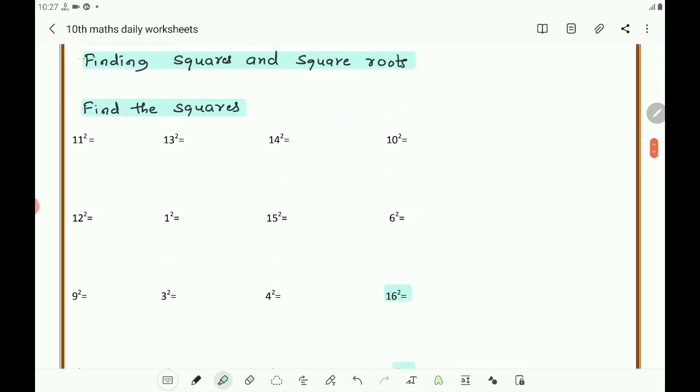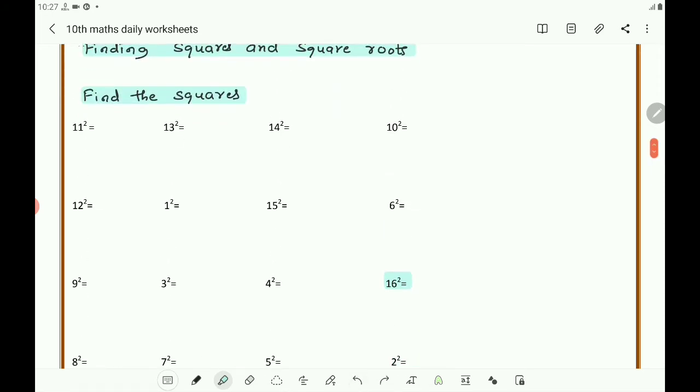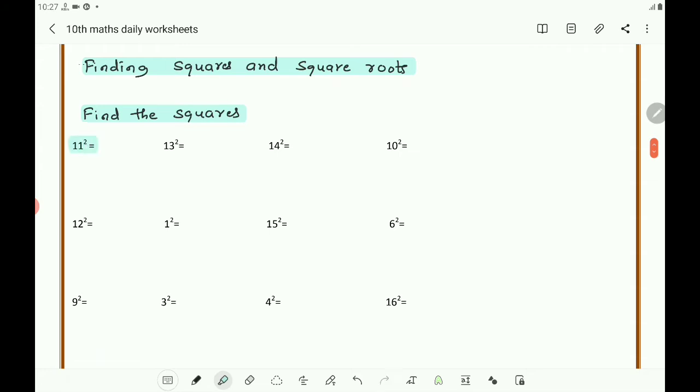Now how will you get this square? It is already discussed in the previous classes and previous videos. So 11 square means 11 into 11. 13 square is 13 into 13. Find the product. 14 square is 14 into 14. Find the product of 14 and 14.